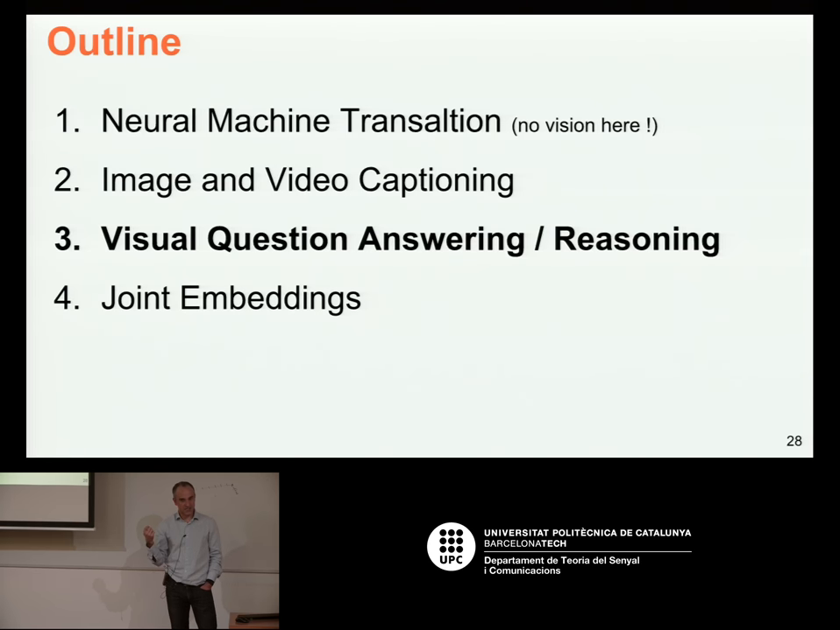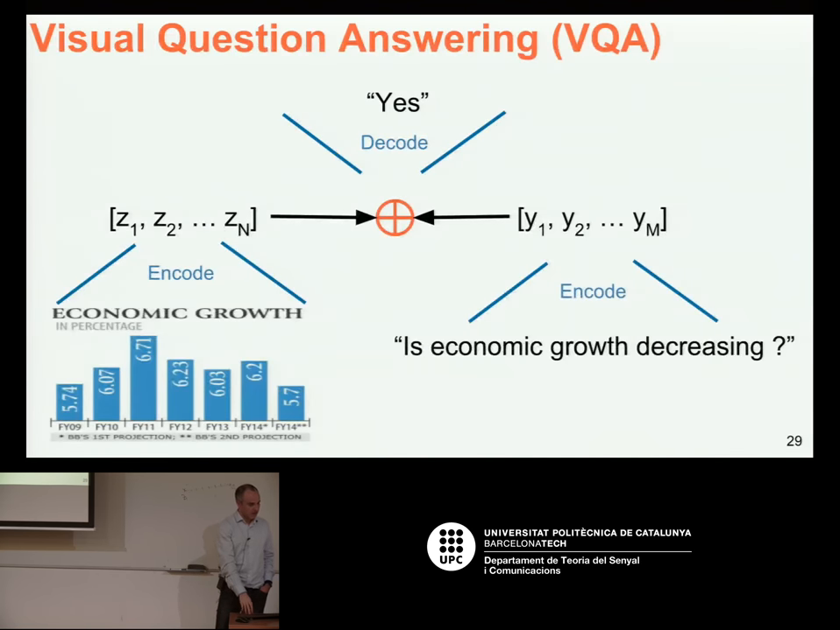Another of these challenges that some people consider one of the important milestones for artificial intelligence is visual question answering. So how does this work? Again, this comes from the natural language processing community. They have been working for ages on question answering, like a textual question and then an answer. And then we people from vision said, oh, maybe we could play a little bit with that. Why don't we pose questions about images?